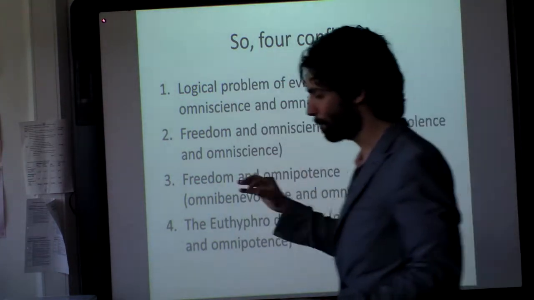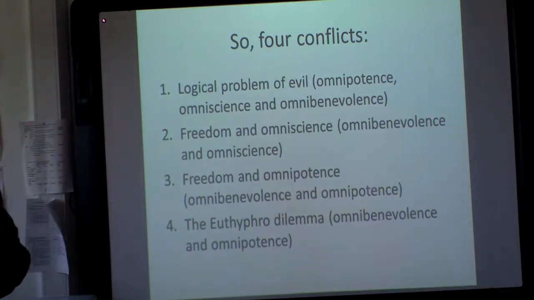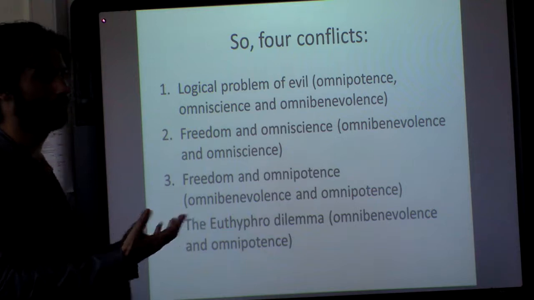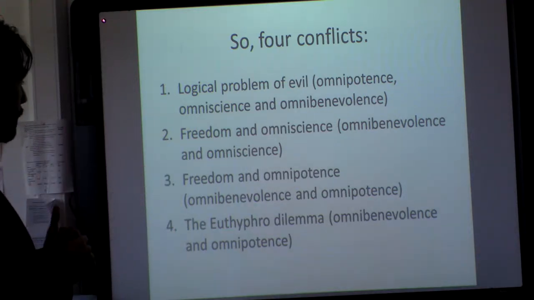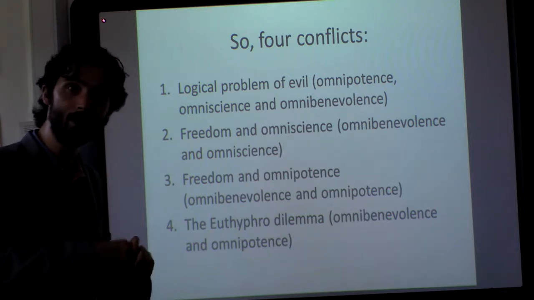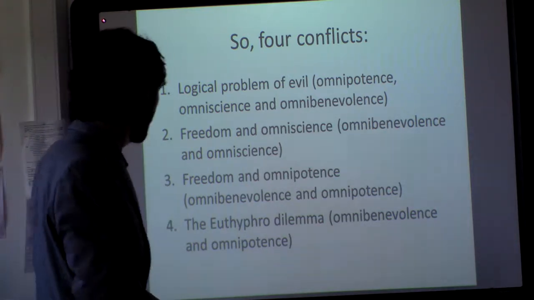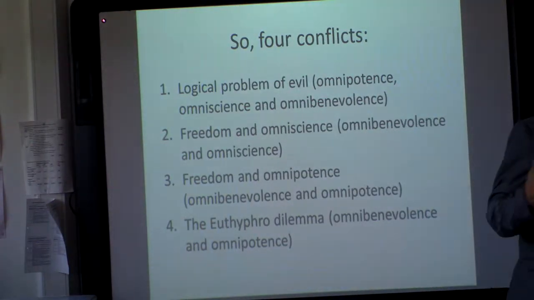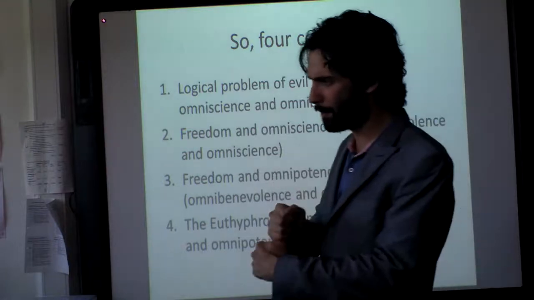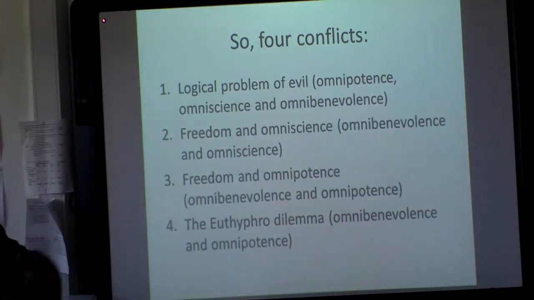3, freedom and omnipotence, a very similar problem, but it's not exactly the same. So obviously this problem involves omnipotence, but again it also involves omnibenevolence, because if God doesn't give us free will but punishes us for actions over which we have no control, he is not just, and therefore not omnibenevolent. And finally, the Euthyphro dilemma, which asks, well, are God's commands bound by a higher standard of morality? Or can he just command anything?